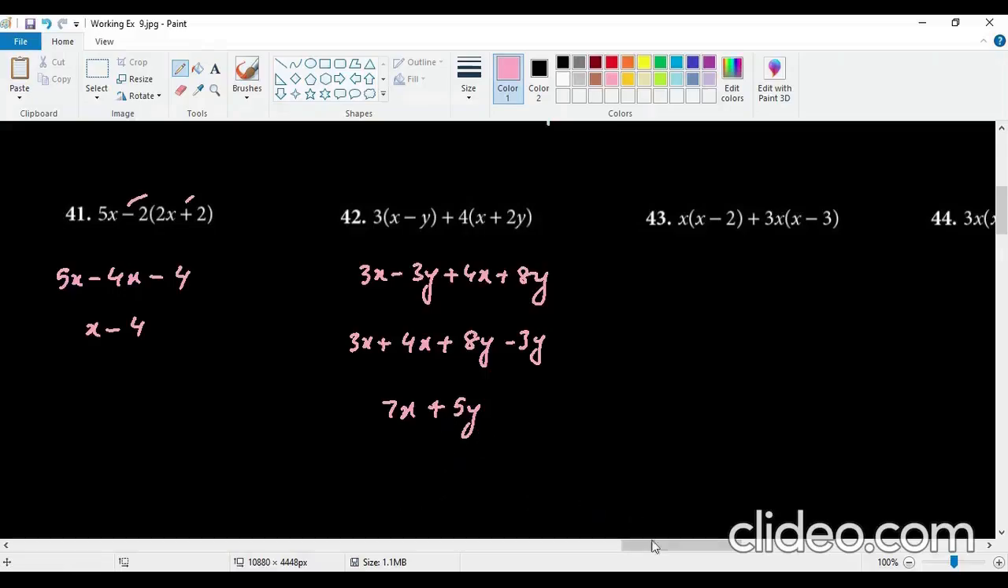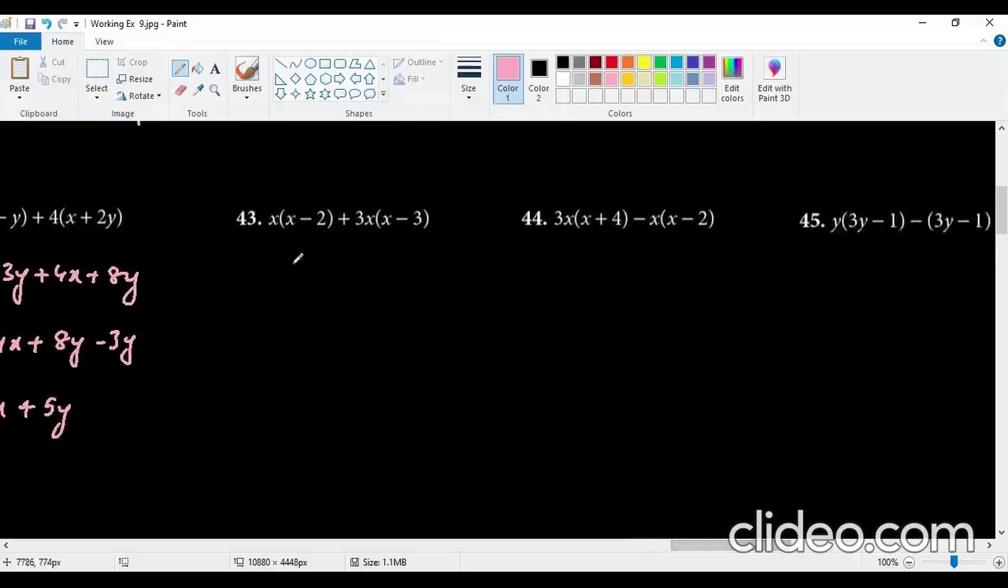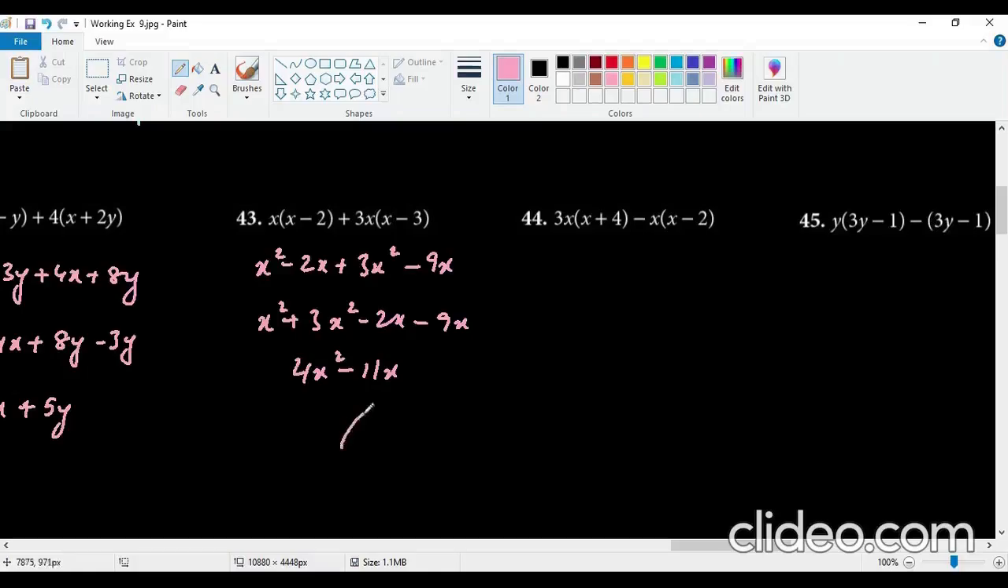When it comes to 43, it's going to be the same procedure, x squared minus 2x plus 3x squared, and plus minus is a minus. 3 times 3 is a 9, and x. So I will write x square values first. X squared plus 3x squared minus 2x and minus 9x. So this is going to give you 4x squared and minus 11x as an answer for this question number 43. Moving on to question number 44.